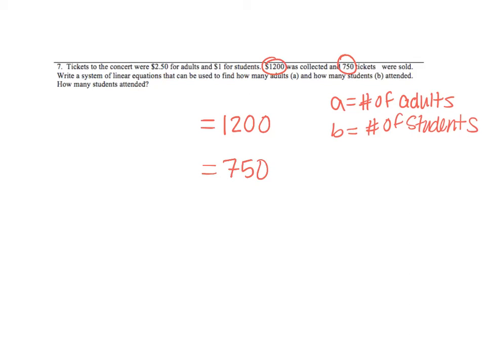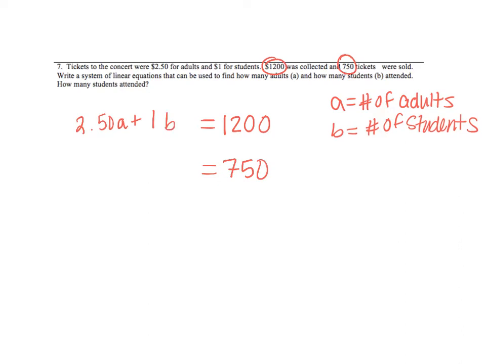Now, it says $1,200 were collected, so I need to take the amount of each ticket times the number sold and add it to the amount of each ticket times however many tickets of that type were sold. So for adults, it was $2.50 times the number of adult tickets sold, plus $1 times the number of student tickets sold.